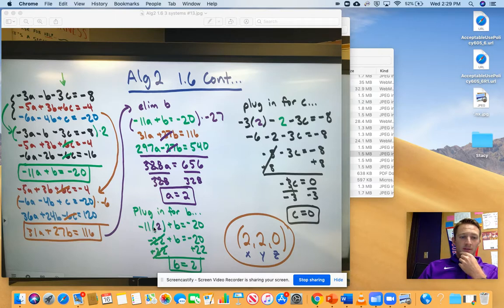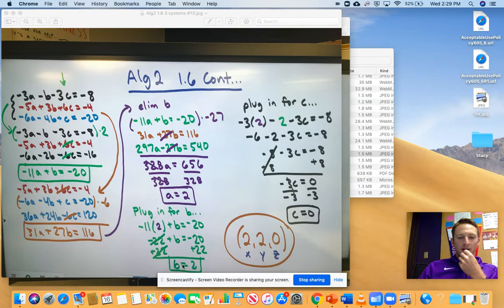So negative 11, plugging in the 2 for a from right here to right here, plus b, that's what we're trying to find, equals negative 20. Negative 11 times 2 is negative 22 plus b. Then we're going to get b by itself, so we're going to add 22 to both sides. And we see that b is also 2, coincidentally.